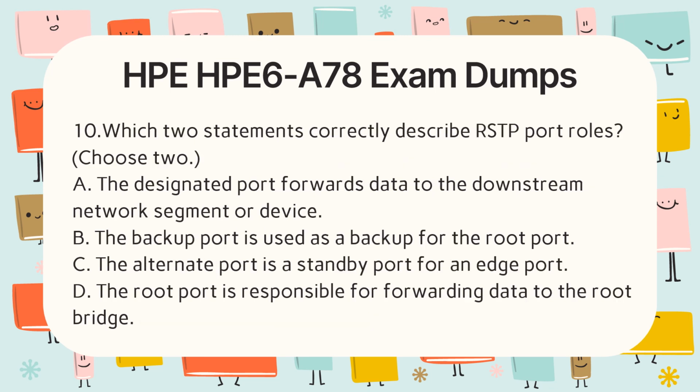10. Which two statements correctly describe RSTP port roles? Choose 2. A. The designated port forwards data to the downstream network segment or device. B. The backup port is used as a backup for the root port. C. The alternate port is a standby port for an edge port. D. The root port is responsible for forwarding data to the root bridge.